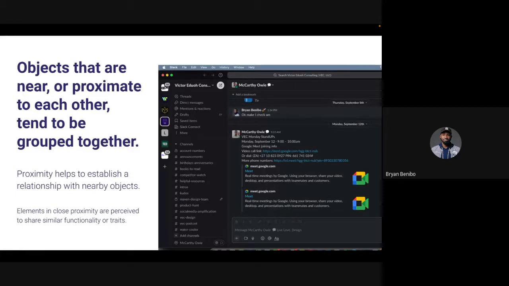So next is: objects that are near or proximate to each other tend to be grouped together. It's a simple law, I think it's the law of proximity. Proximity helps to establish a relationship between nearby objects. Elements in close proximity are perceived to share similar functionality or traits. So it's important for you as a designer to arrange your design well. Don't just do things here and there.